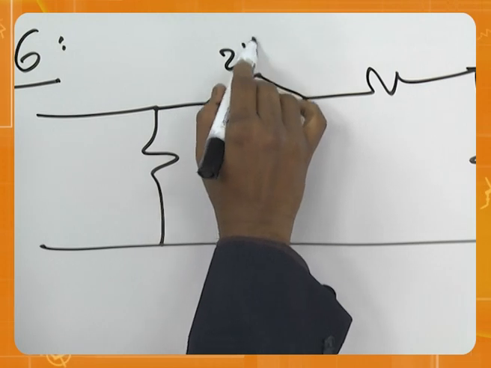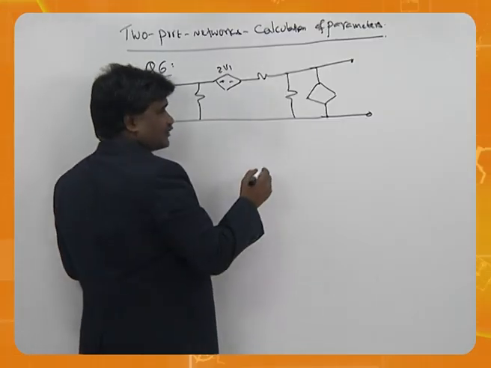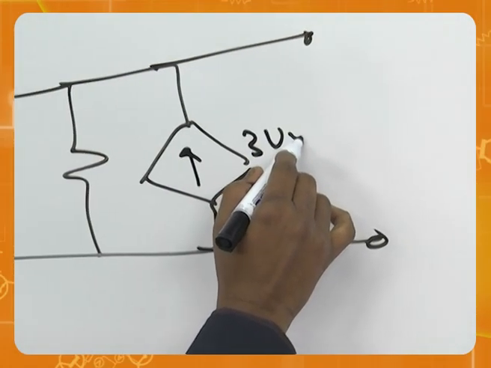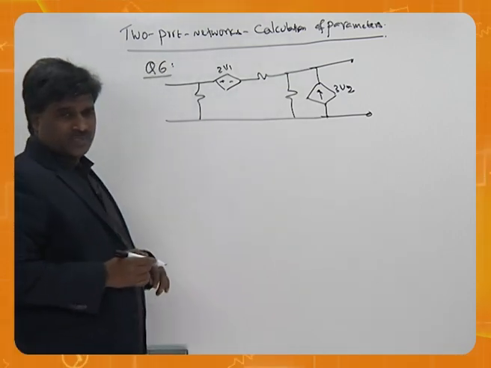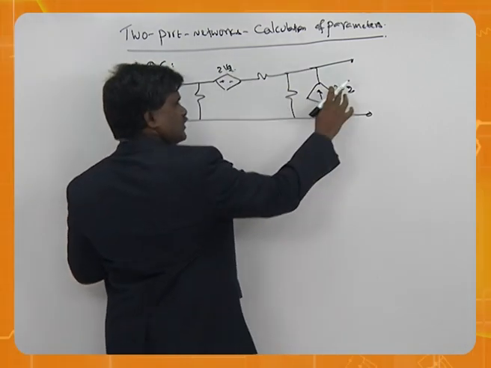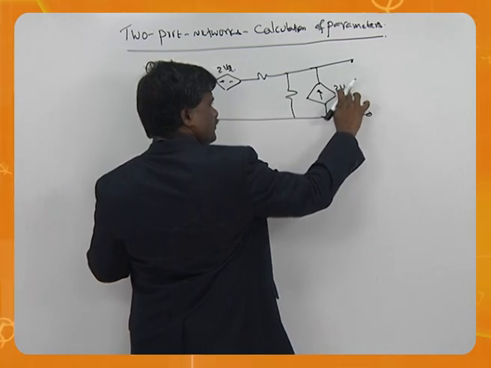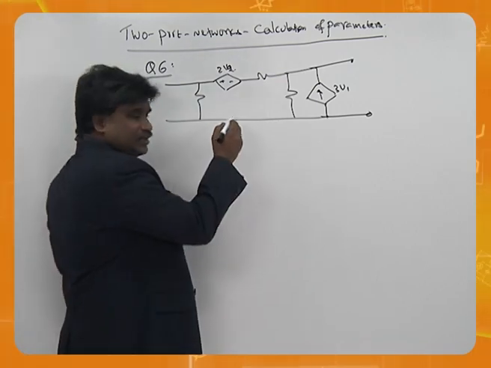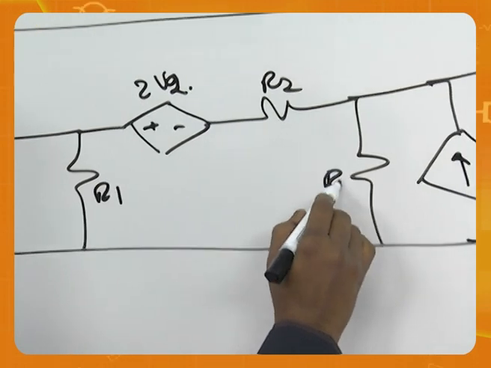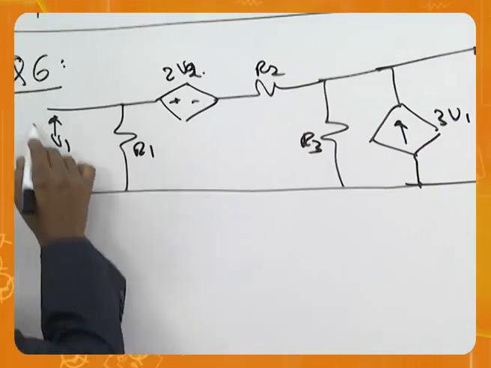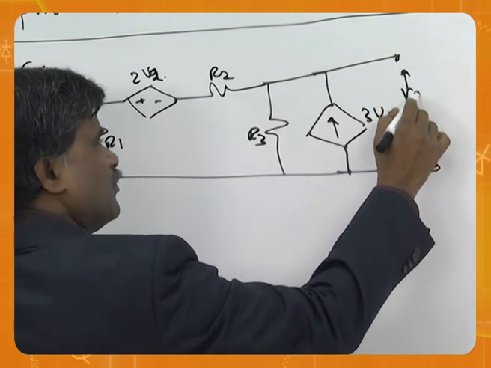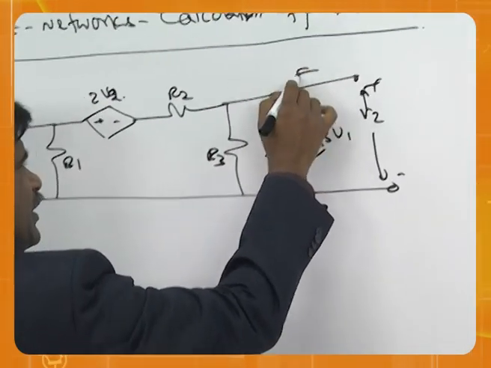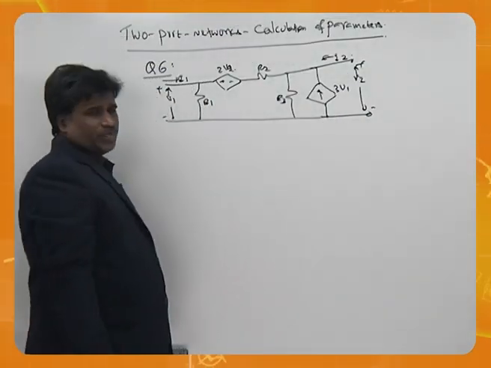This is plus minus 2V1, and the arrow shows upwards, 3V2, or that is, this is 2, this is 1. Suppose we call these R1, R2, R3. This is the circuit, with I1, I2. Okay, right.